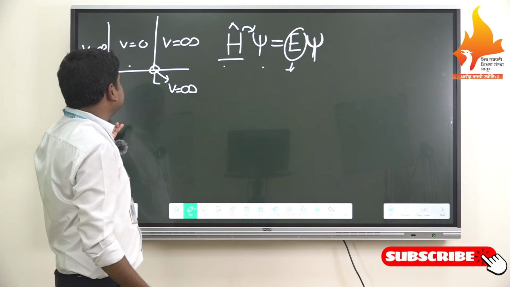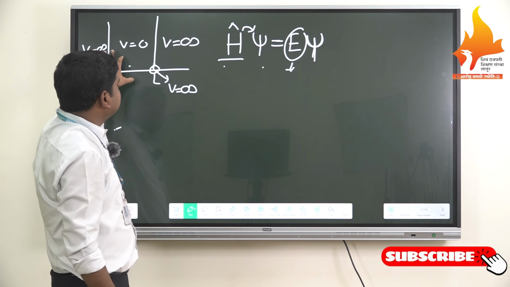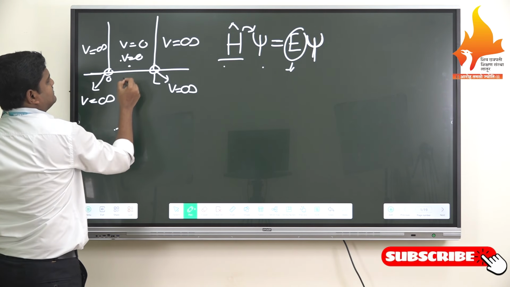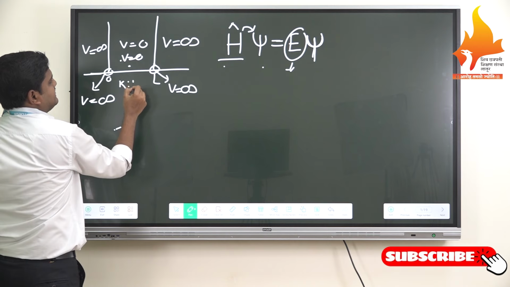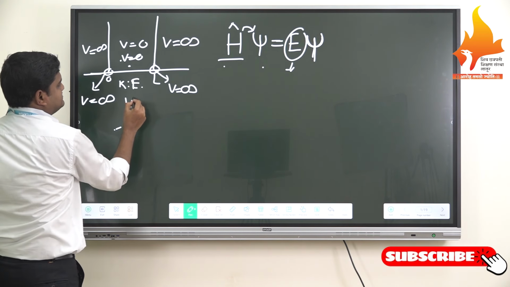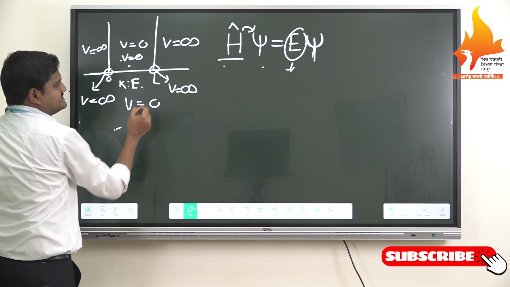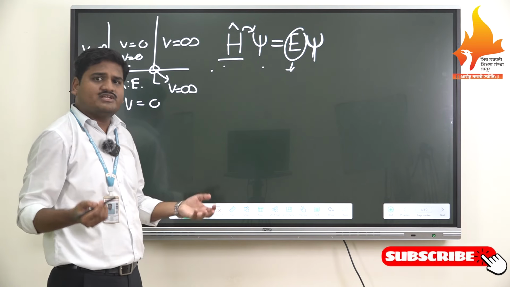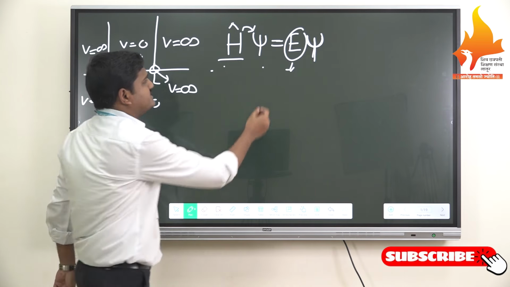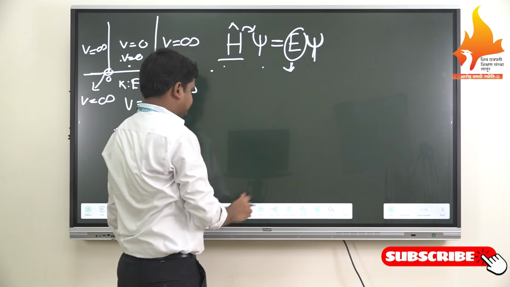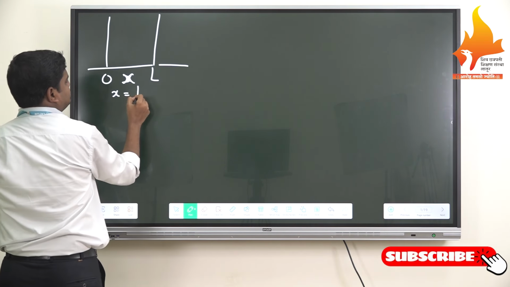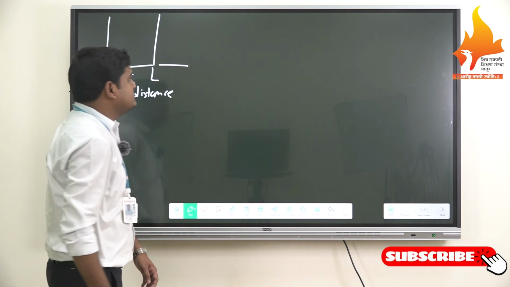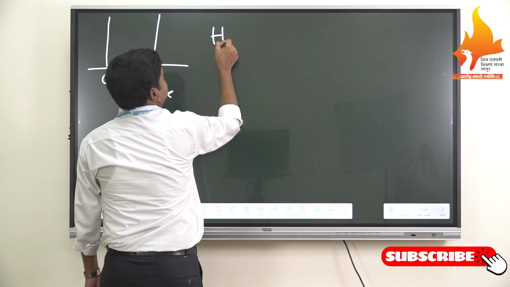So here we just have to insert the values for the particle in the well, that is V equals 0, and therefore it only has kinetic energy. The potential energy for that particle is 0. So we expand this equation into the kinetic energy form and potential energy form, and then we find the energy value for that particle. Here x is the distance of that particle from the initial position, so we can calculate the Hamiltonian.